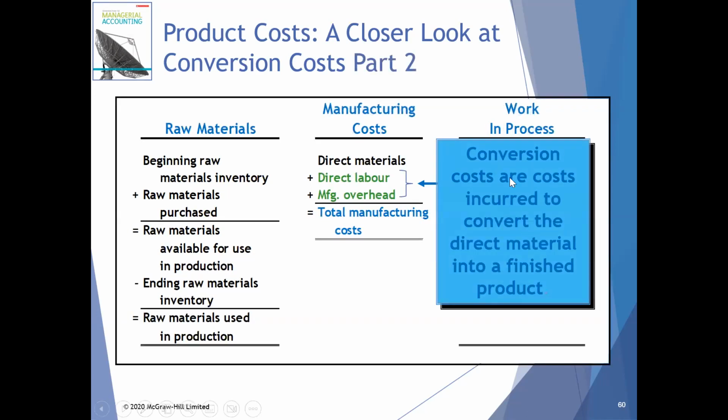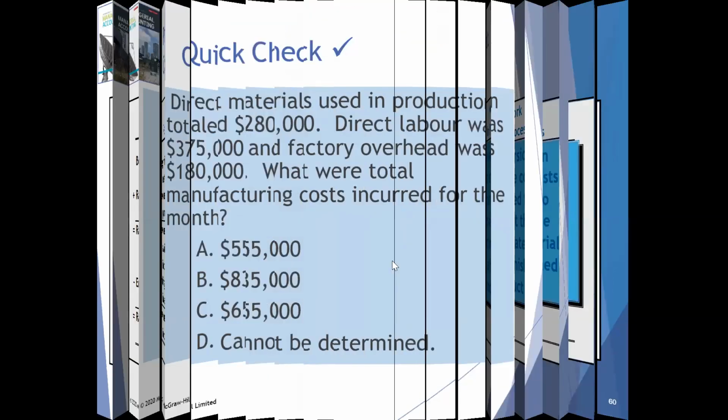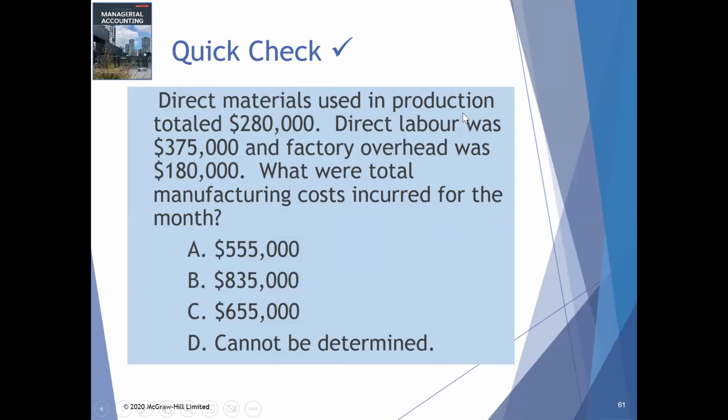Let's see. So this is the conversion cost. So direct labor and manufacturing overhead is the conversion cost, right? That converts the direct material into the finished goods, and is known as conversion cost. This is the conversion cost. Okay, so now we will see that direct material used in the production is 280. We know that direct labor was this much and factory overhead was this much. What was the total manufacturing cost incurred in the month? So just calculate this amount and send it to me in the chat box.